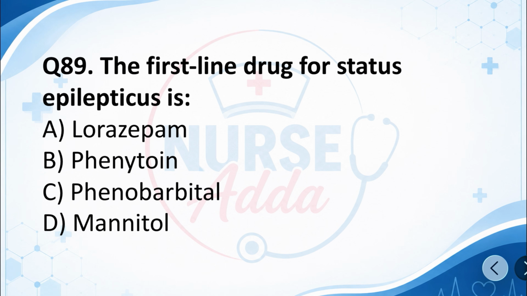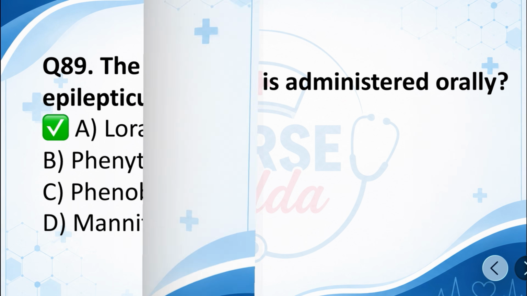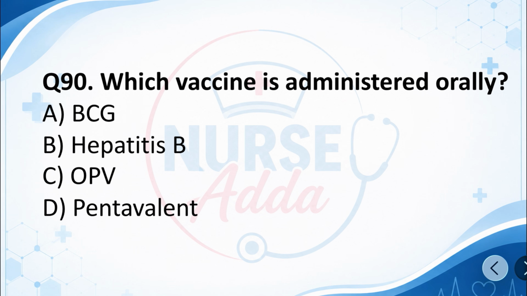The first line drug for status epilepticus is? The right answer is option A, lorazepam. Next question, which vaccine is administered orally? The right answer is OPV, option C.